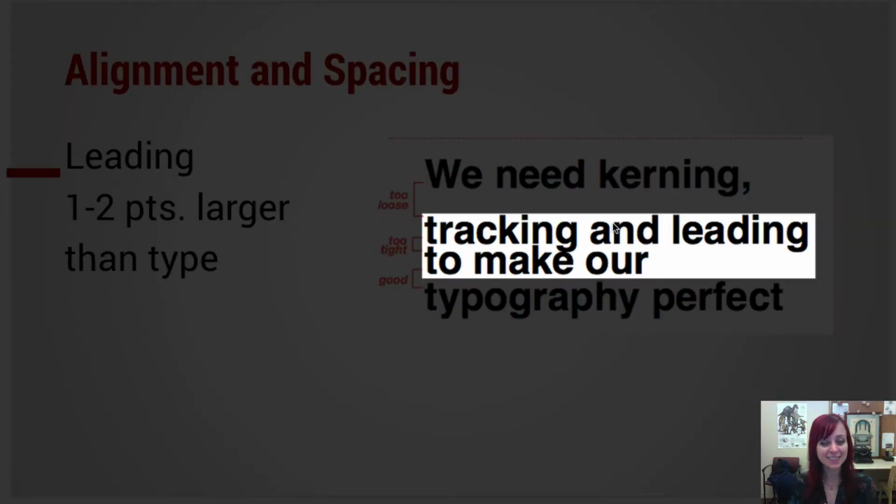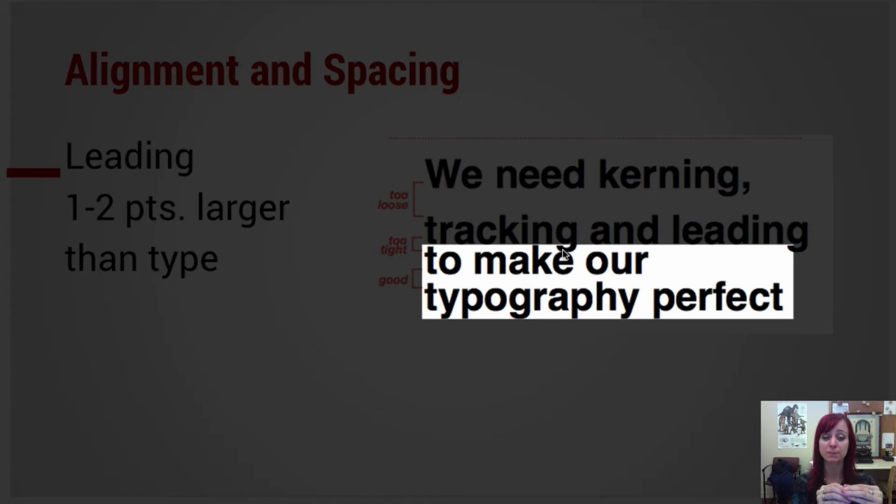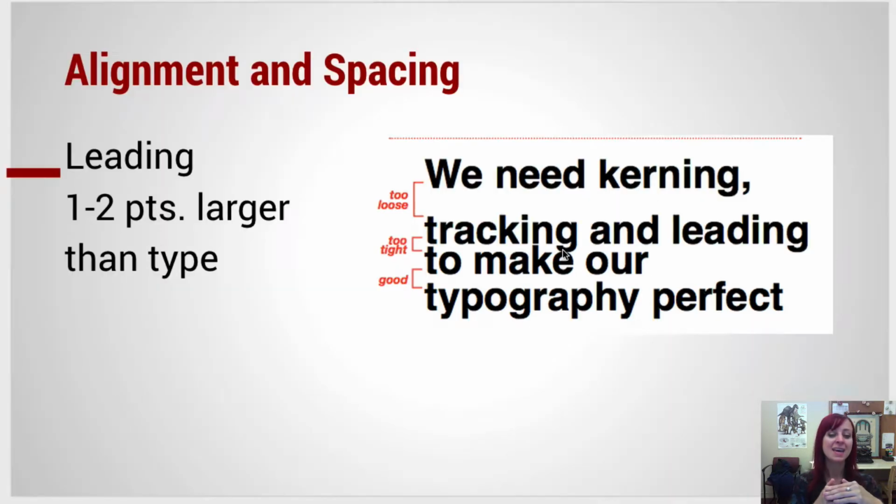But then in the next set, they're too close, tracking and leading, to make that G is touching that E, and it gives us a feeling of condensedness and claustrophobia. It's hard to read because the letters are bumping into each other. That leading is too tight. At the bottom, it's good to make our typography perfect. The amount of spacing between those two lines of type is great.